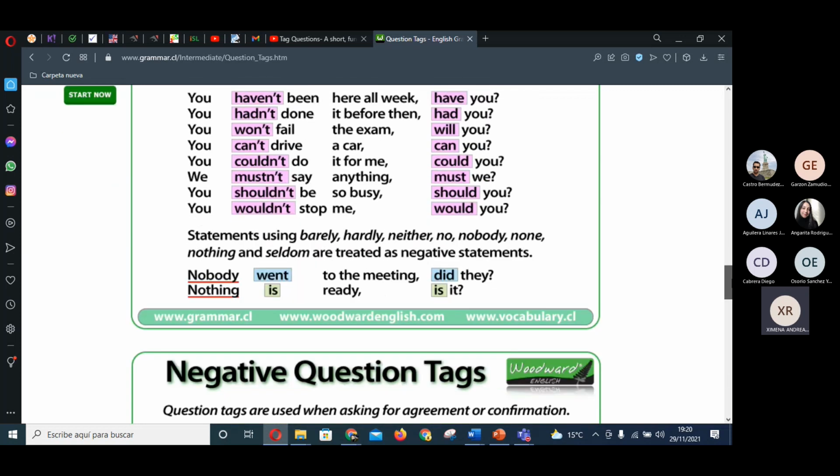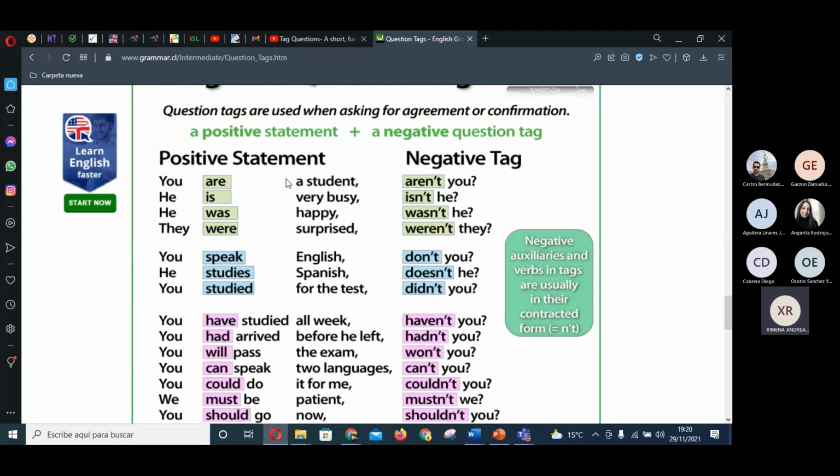Miremos esos ejemplos, pero ahora al contrario, donde tenemos una oración afirmativa y debemos crear esa tag question en una forma negativa. Let's observe the examples we have. You are a student, aren't you? He is very busy, isn't he? He was happy, wasn't he? They were surprised, weren't they? Miren que tenemos verbo to be nuevamente, presente are, is, pasado was, were. Como son afirmativos, pues cambiarían a negativo en la tag question. Aren't, isn't, wasn't, and weren't.